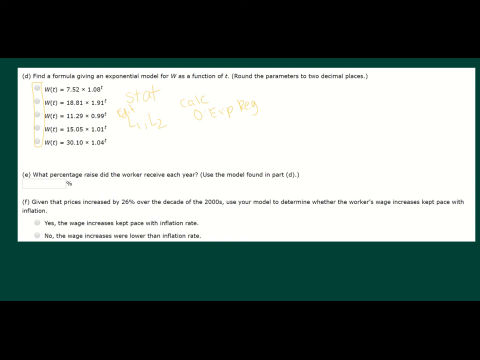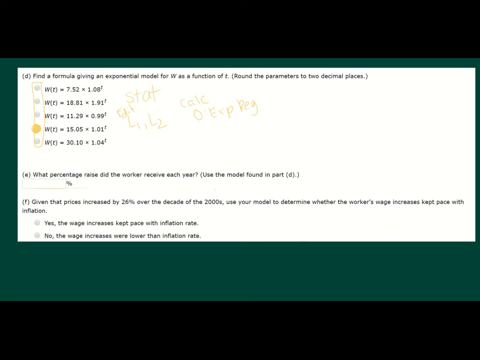Now, in part E, it's asking us what percentage raise did the worker receive each year? We're going to use the model found in part D. When I did the exponential regression on my calculator, I got a function that most resembles this selection, 15.05 times 1.01 raised to the t power.